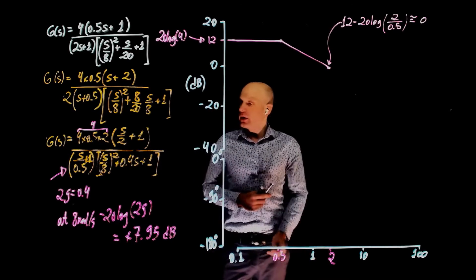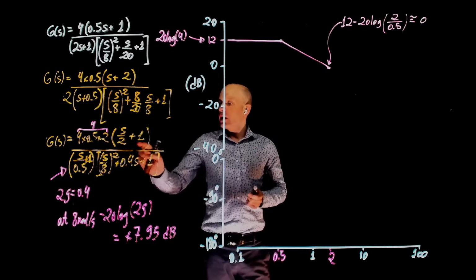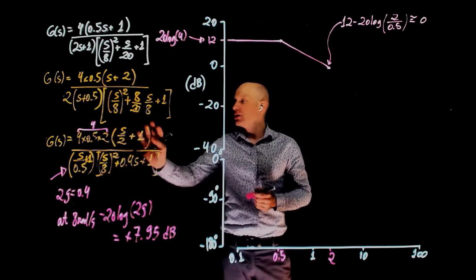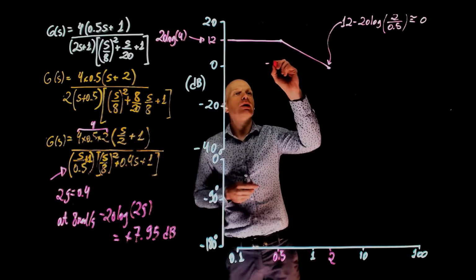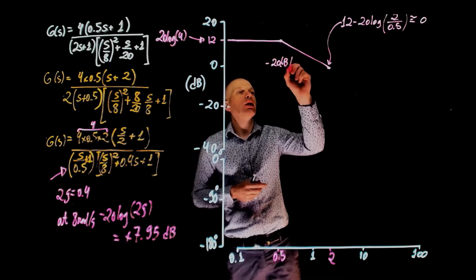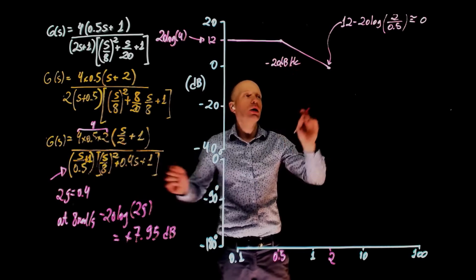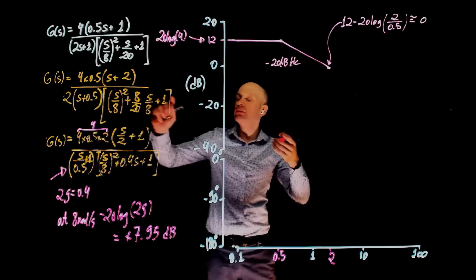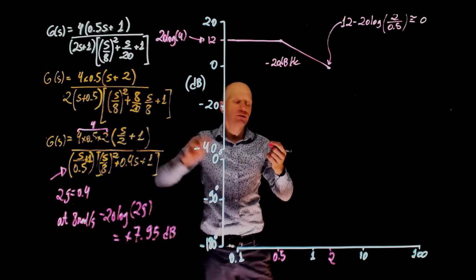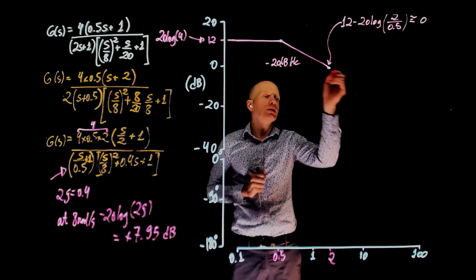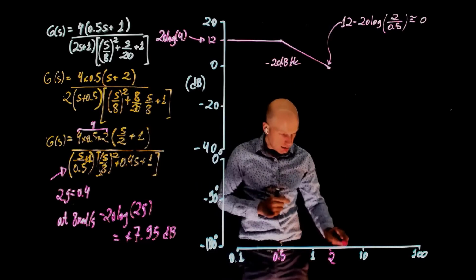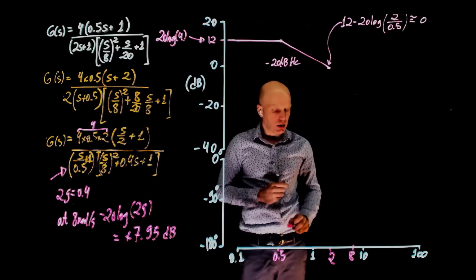Now when you reach 2 radians per second, we encounter another cutoff frequency. This cutoff frequency comes from this zero here. The slope that was negative 20 dB per decade because of this pole now becomes negative 20 plus 20 dB per decade because of the zero. And will now stay at 0, and it will stay at 0 up to the next cutoff frequency, which is at 8 radians per second.